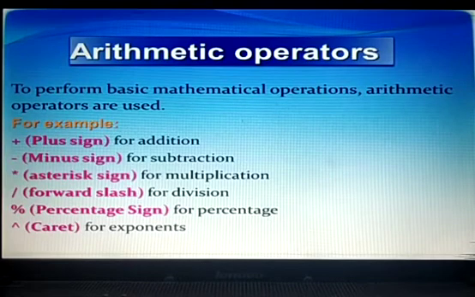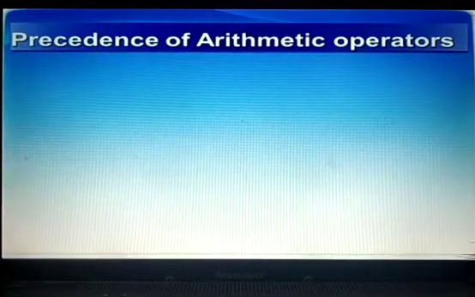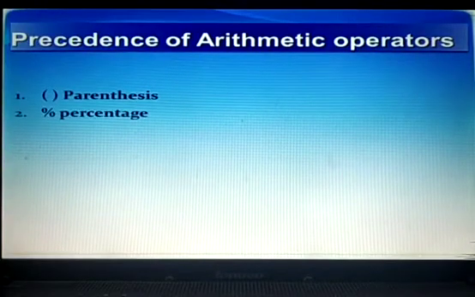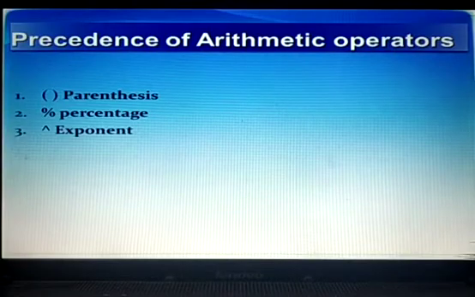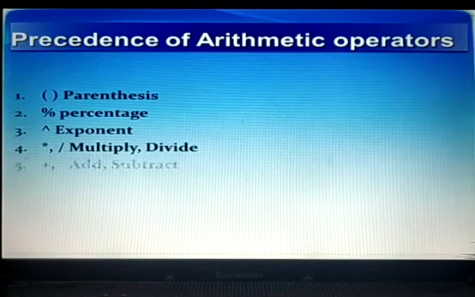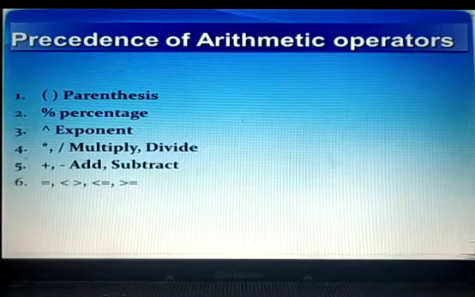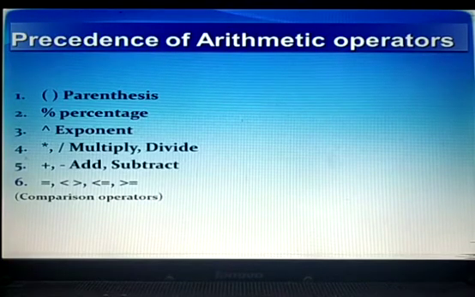They are also known as arithmetic operators, used to perform arithmetic operations, but these operators have some precedence. It means if you are going to use more than one operator in a single formula, then which one is calculated first? So let's discuss the precedence of mathematical operators. First one parenthesis, second percentage, then exponent, then multiply and divide, then add and subtract, and at last the comparison operators: equal to, not equal to, less than or equal to, greater than or equal to.